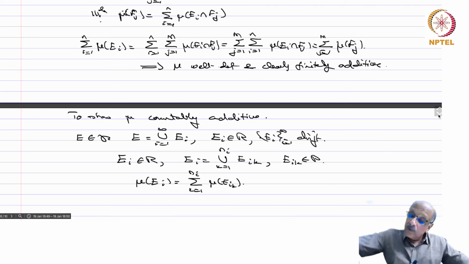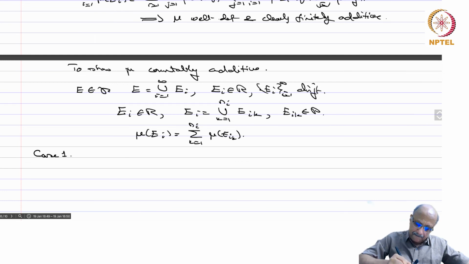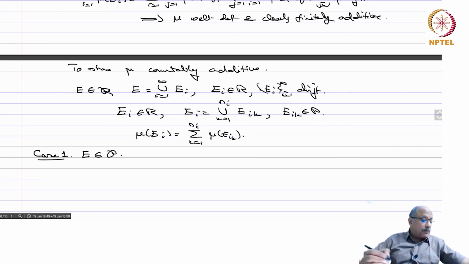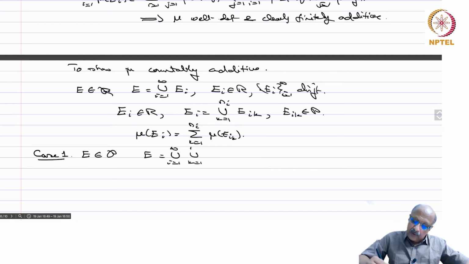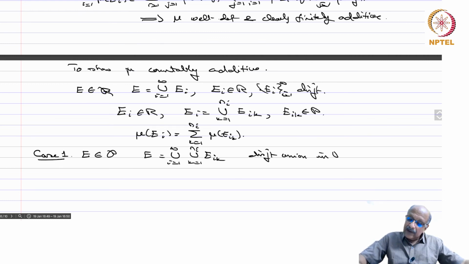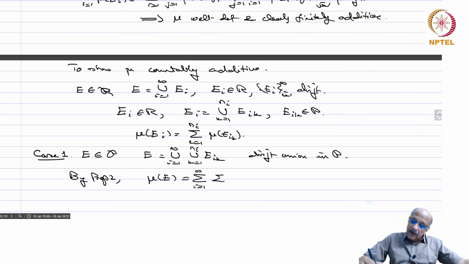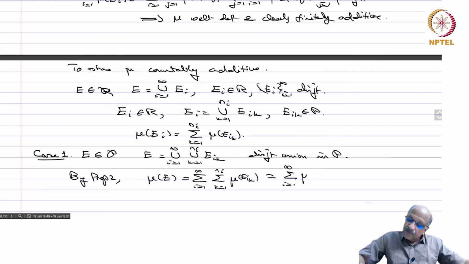Okay, so now case 1: E itself belongs to P, so E is in R. So E may belong to P itself. Then of course E equals the union over i equals 1 to infinity, union over k equals 1 to N_i of E_ik, and this is a disjoint union in P, and therefore by proposition 2 we have that mu of E equals the sum over i equals 1 to infinity, sum over k equals 1 to N_i of mu of E_ik, because you have countable additivity in P, and that's equal to the sum over i equals 1 to infinity of mu of E_i, and we are through.